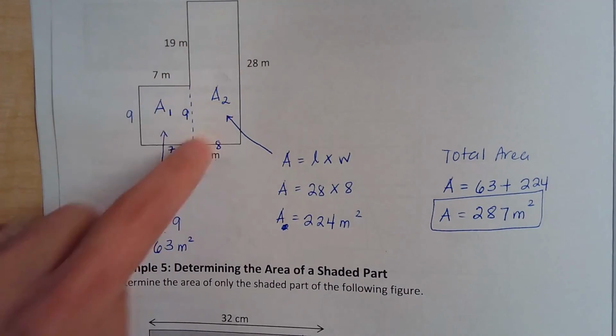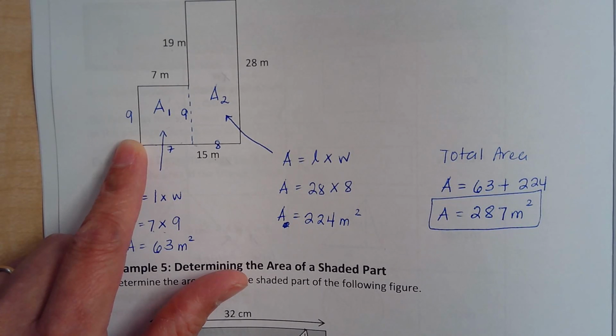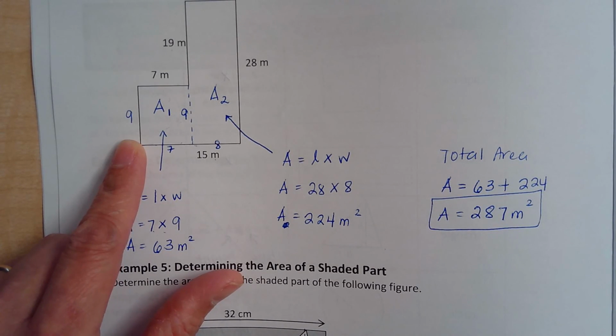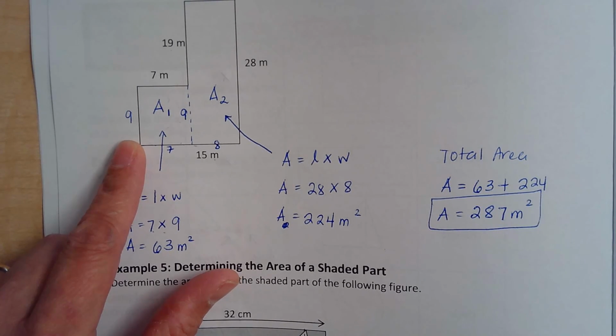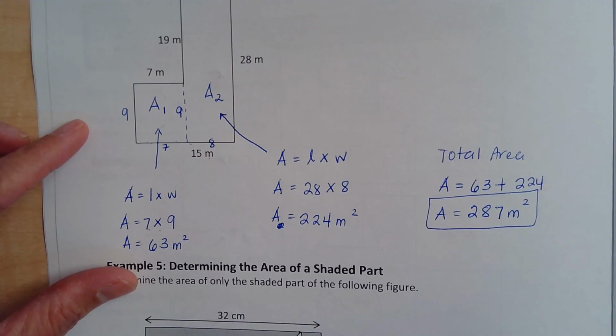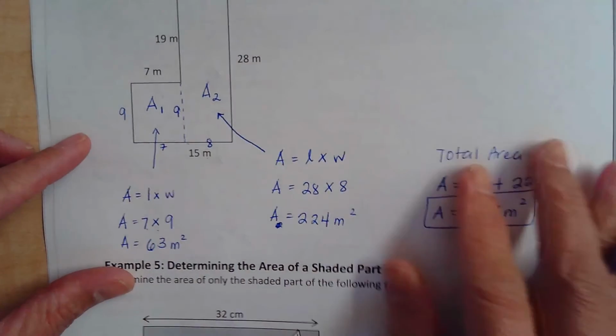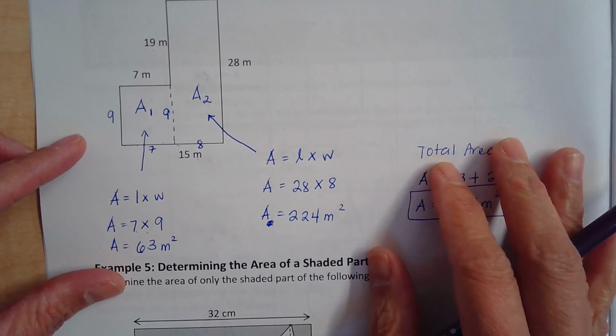Are we going to get the same answer if we cut it differently? It should be, because it's the same shape, right? Even though the other possibility is to cut it this way, you should get the same answer.